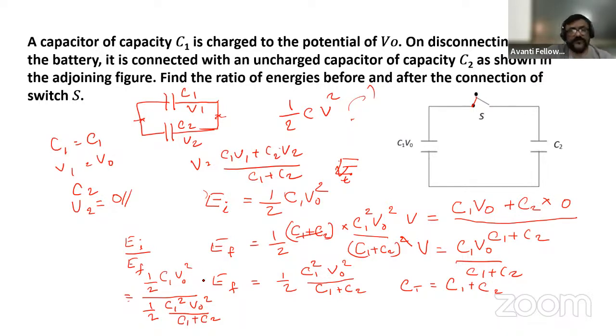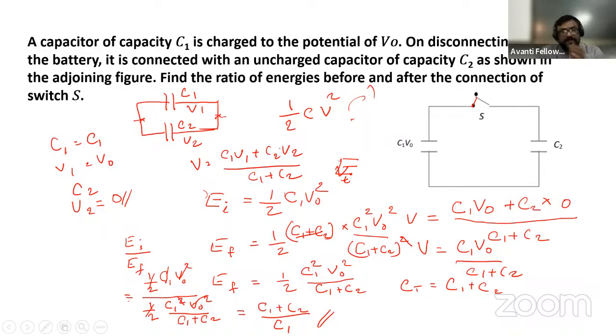So what we have, V0 square cancels, C1 and C1 square cancel, half and half will cancel. So what will happen here? C1 plus C2 will go to the numerator, and we have the C1 in the denominator. So the ratio of energies will be C1 plus C2 divided by C1.